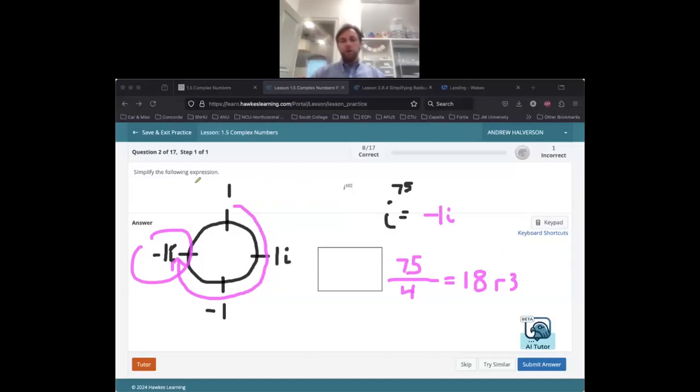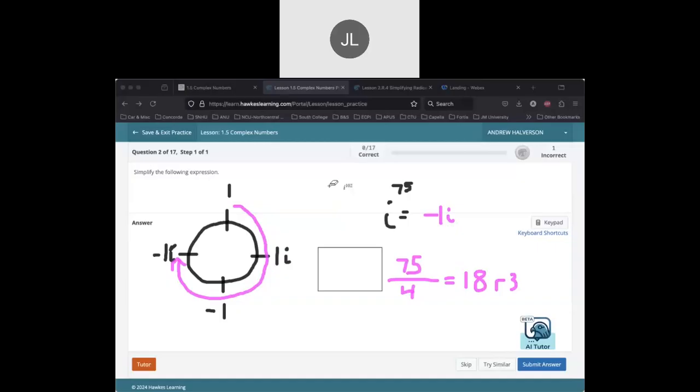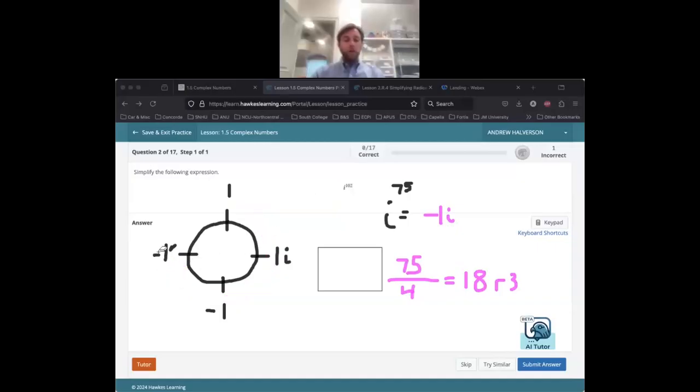You want to try one on your own? So are we always going to divide by 4 when you're doing I to a power? Okay. I to a power. Okay.